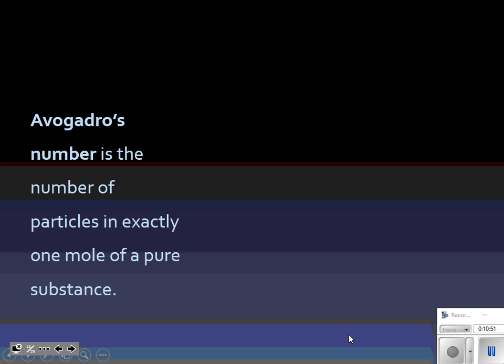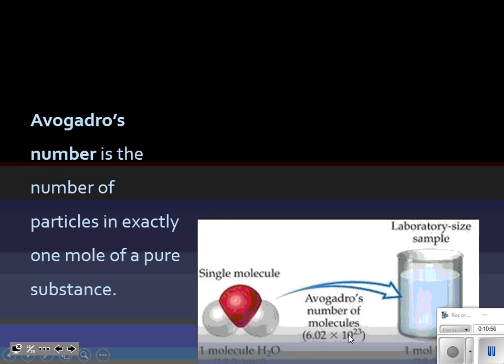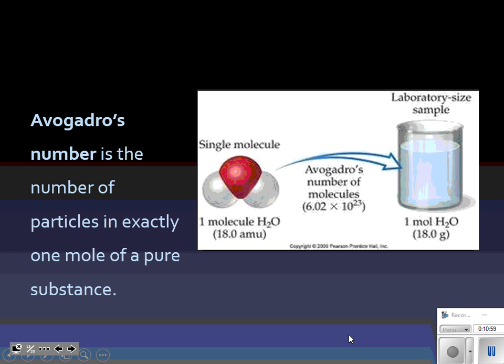Avogadro's number is the number of particles in exactly 1 mole of a pure substance. So, let's look at my diagram here. I have water, okay? Here's a water molecule, here's an oxygen, here's 2 hydrogens. Now, a water molecule is 18.0 AMU, okay? Well, let's look, how do we get that 18.0 AMU? Well, we're just taking the numbers off the periodic table.